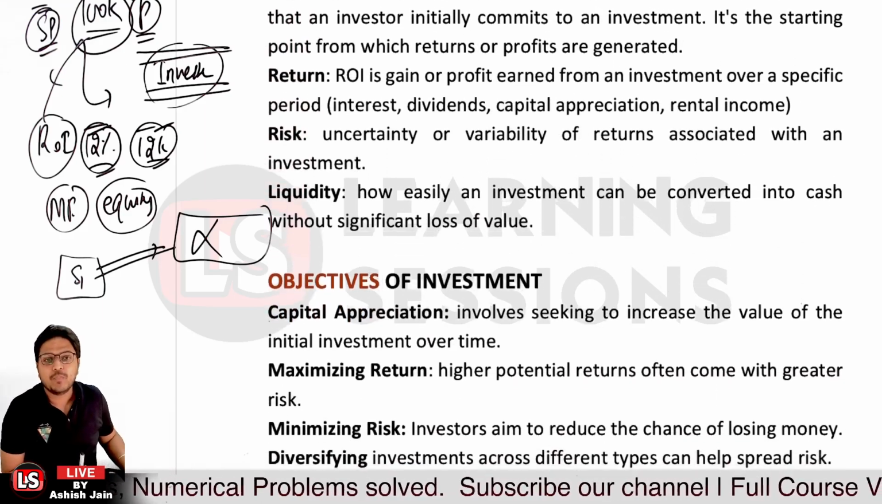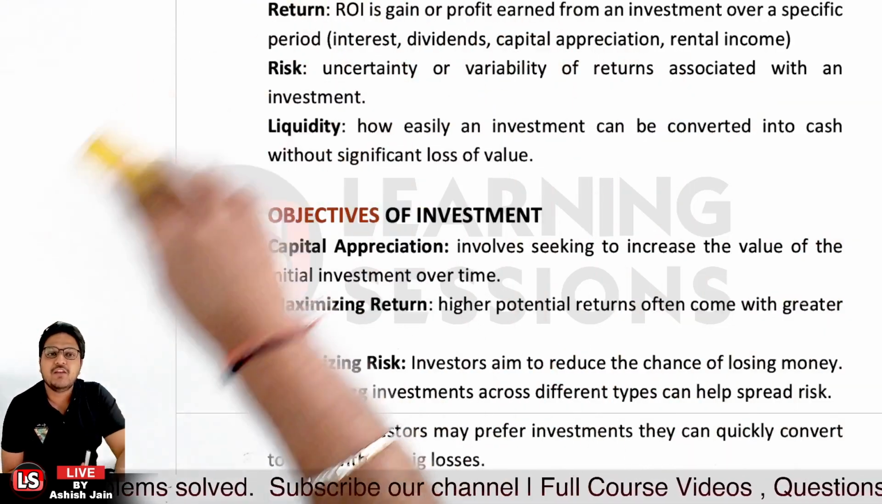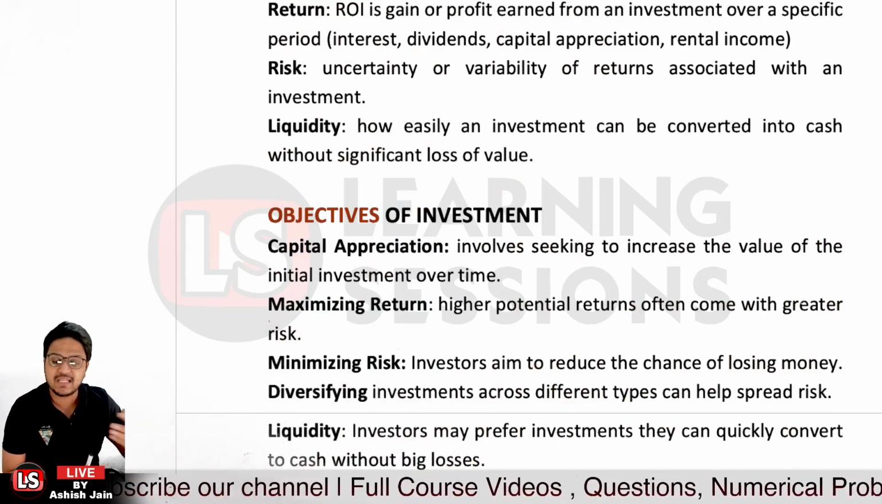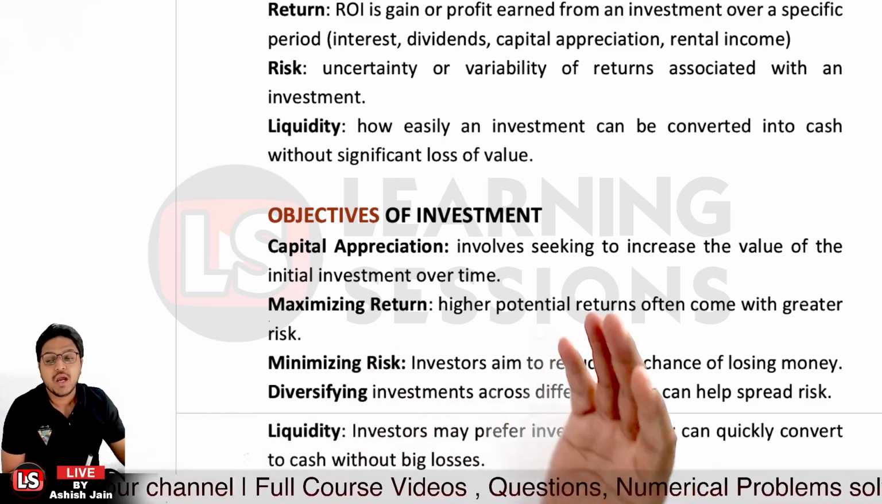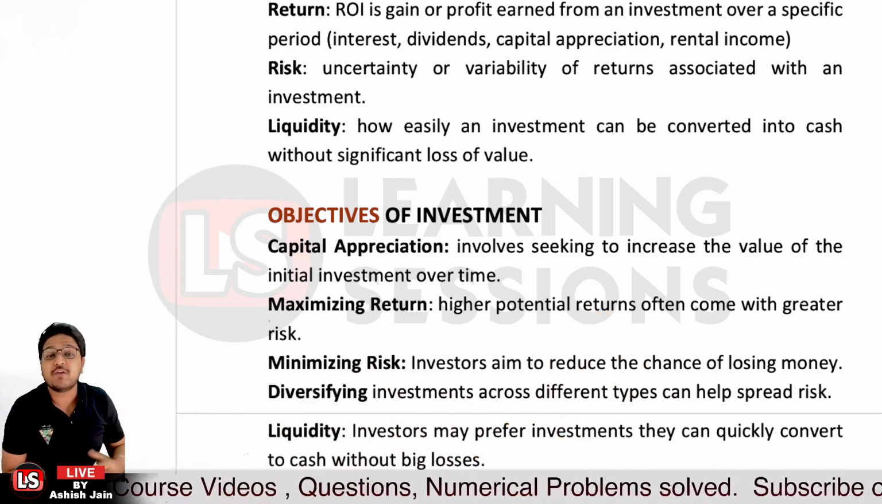Now after that, let's understand the different objectives of investment. First, definitely we want to appreciate our capital. Previously I was having 100k, I want to appreciate the value, I want to maximize my return, I want to minimize the risk, I want to diversify. Now what do you mean by diversify?